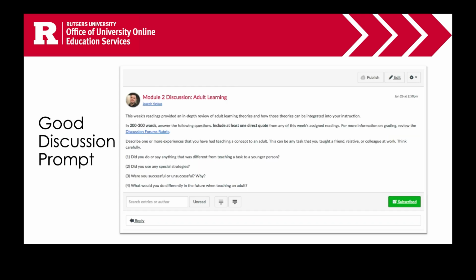Now look at this discussion prompt. It indicates a range of 200 to 300 words for the word count. Now students know the minimum and maximum expectation for the length of their post. Also, the instructions say to include a direct quote, so students know what they are required to include content-wise to receive full credit. Finally, specific prompts are included to help students get started with their analysis.